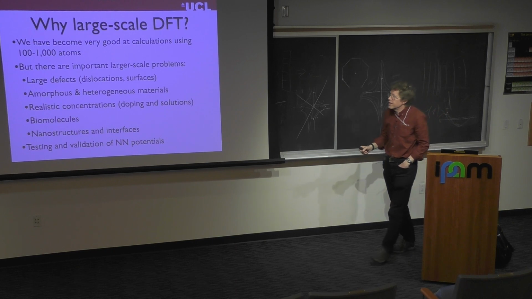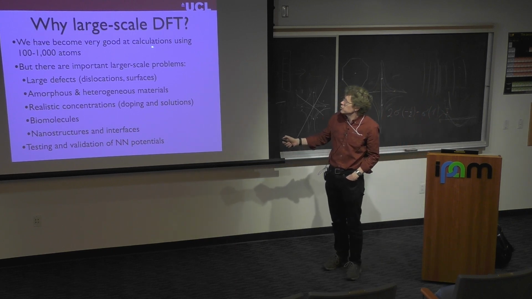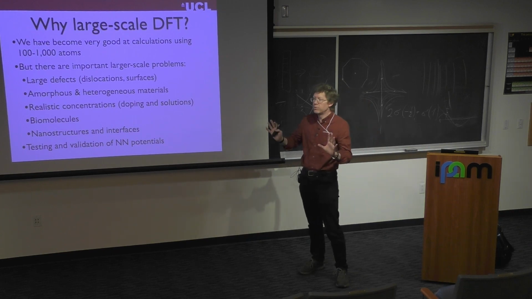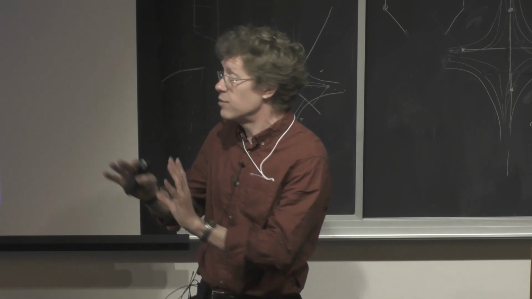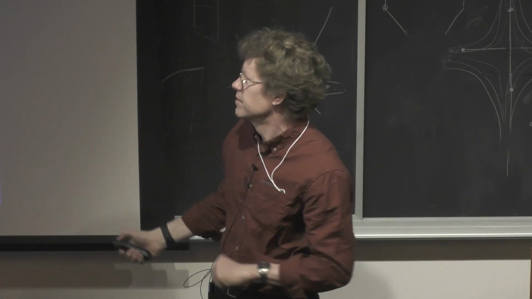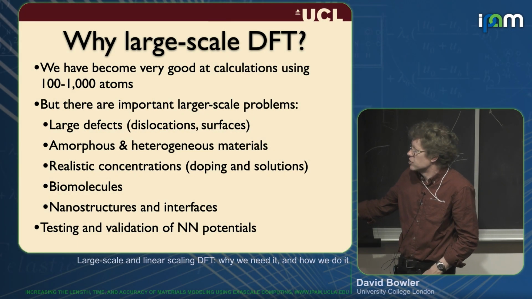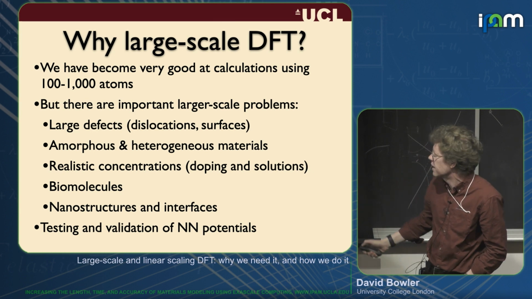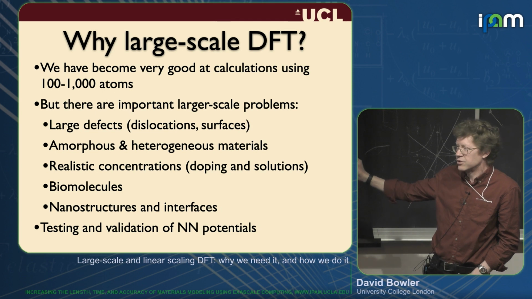We have become, as a community, very, very good at doing any calculation we want with about 250 atoms. Any problem you think of, we can chop it down, compress it in, and you can do it with DFT with 200 atoms. But there are many situations where you need to go to larger scale. Dislocations and surfaces. I have a feeling that Vikram's going to mention this because he was talking about this to me the other day. Amorphous and heterogeneous materials, any kind of realistic concentration.